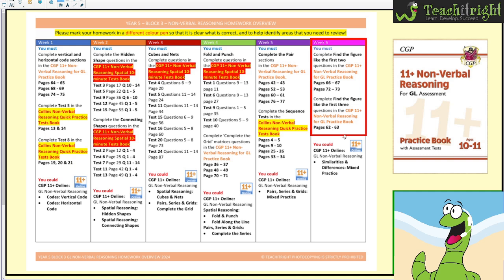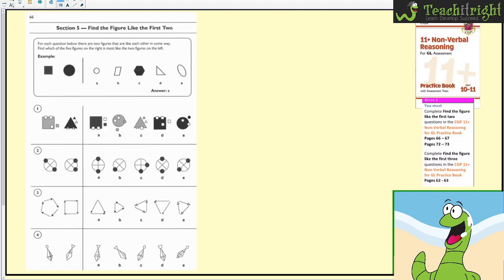And you can see it's primarily looking at finding figures like the first two, or finding figures like the first three, which is just a slightly more challenging variation, or even just, I would say, a different variation of this first one. So again, this book here, please. And let's jump into it.